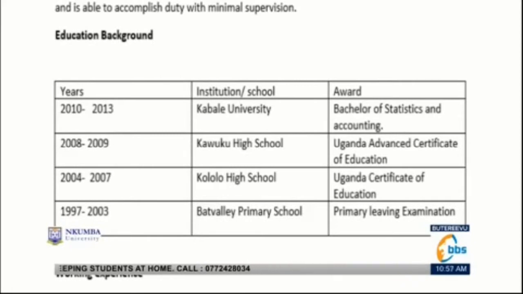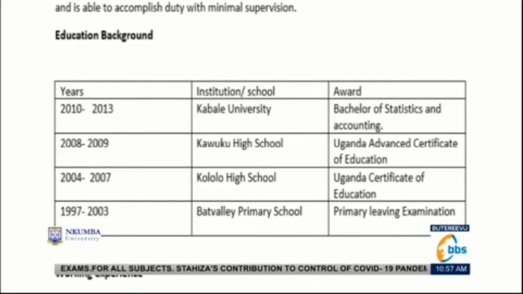This is where I have Conrad Obiaga. Conrad Obiaga went to school and has achieved his bachelor's of statistics and accounting. And that is his highest achieved. So he went to that university from 2010 to 2013. That is Kabale University. And that's where he got his bachelor's of statistics and accounting. And that is his highest achieved. So from there, we go below and we see from 2008 to 2009, he went to Kawuku High School. And what did he get there as the award? He got the Uganda Advanced Certificate of Education.